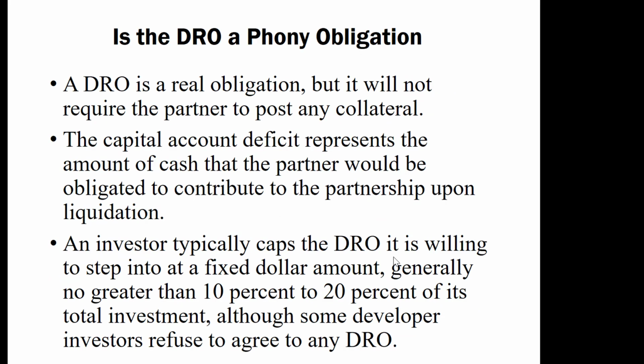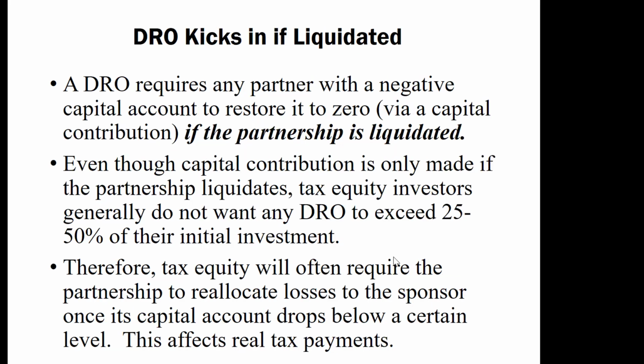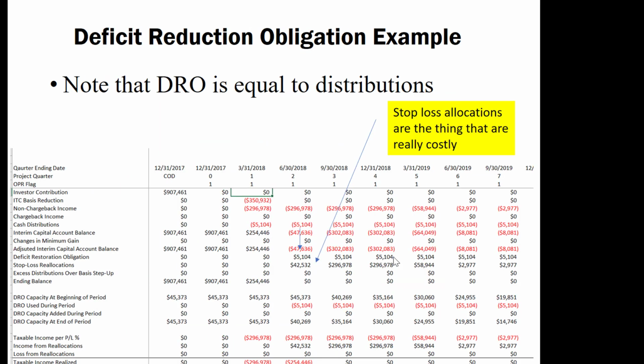And the question is, is it a real obligation or is it some funny money? Somebody said, no, no, no, it's real. It's very real. I don't know when it's real. I guess when you actually sell the project, then you'd have to give some money back to the tax investor because you agreed to that. And some people don't like to agree to too much of it, and if you don't, you fall into this other problem.